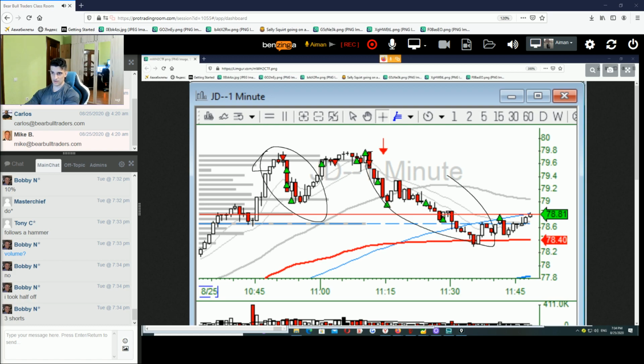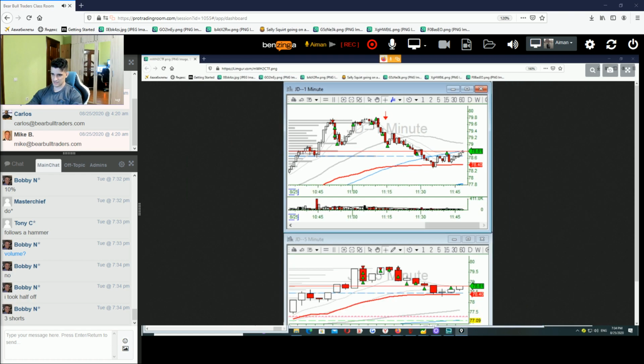This is a decent one. Not something I would really take, but reading the price action, it is a decent one. This is something I would have definitely avoided right there. Let's see the 5-minute chart quickly.